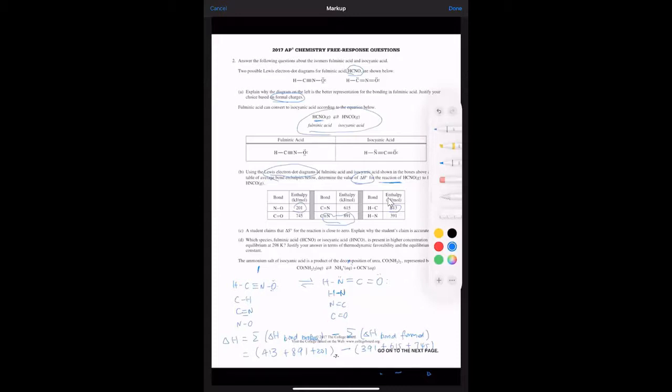So the result is minus 246 kilojoules per mole. So this is how to find the delta H for this reaction.